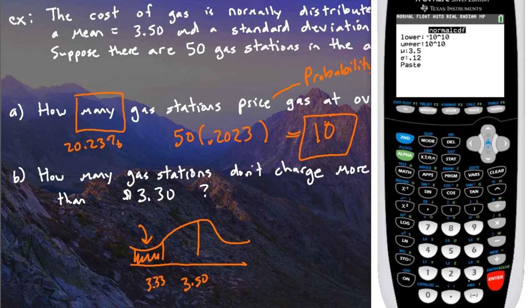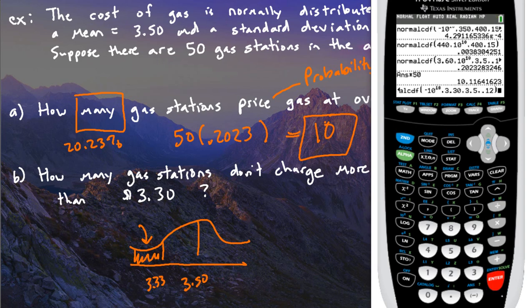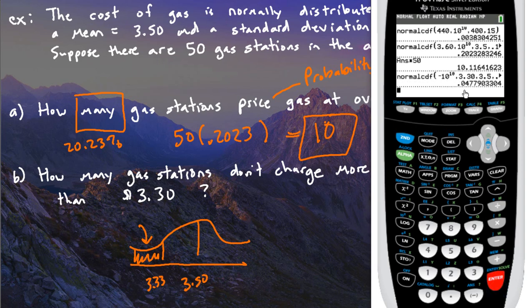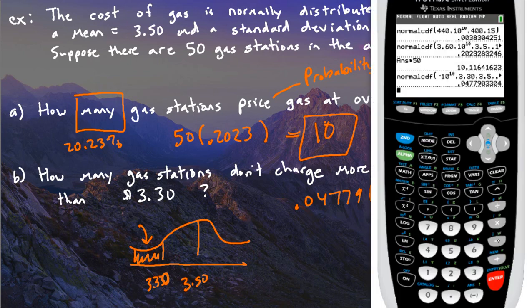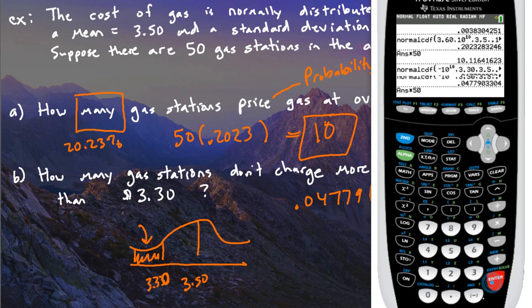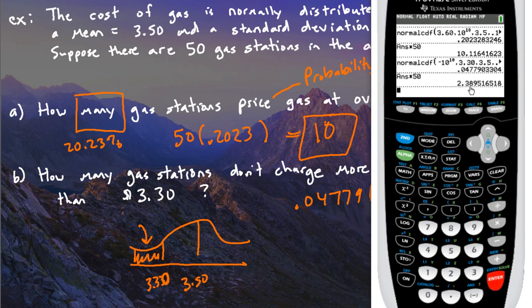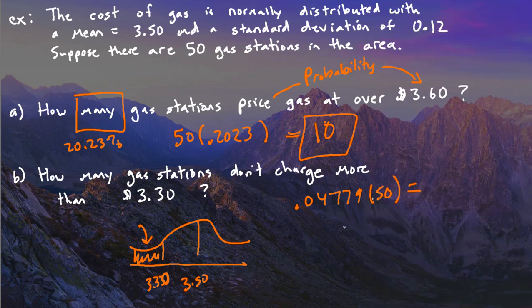Our upper bound, we don't want to pay more than $3.30. Our mean is still 350. Our standard deviation is still 12 cents. Okay, we'll paste that all in, and 0.04779. And this should be $3.30. Now we're going to multiply that by our 50 to see how many gas stations we're actually talking about. So times 50, we get 2.3. So 2 gas stations fit that bill.